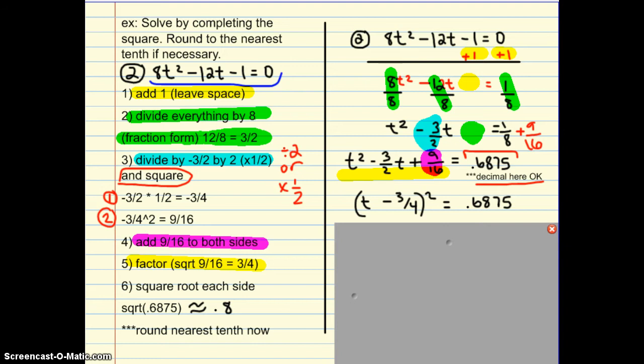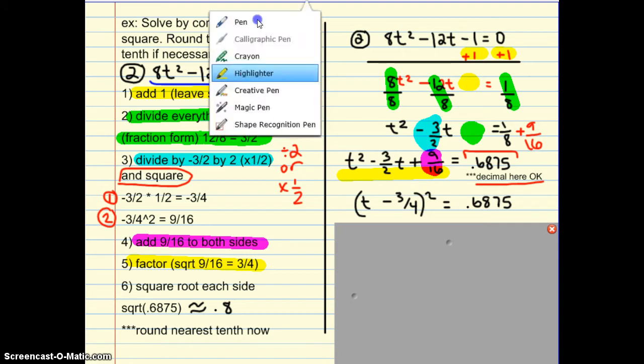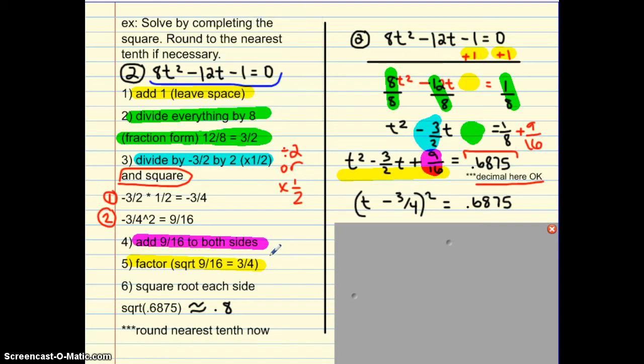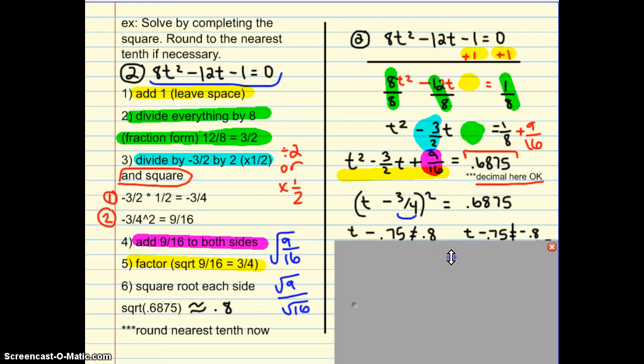When I square root 9 over 16, it's square root 9 over square root 16. So that's where our 3/4 comes from. And we just take the square root of what we've factored. Then we're going to take the square root of both sides.